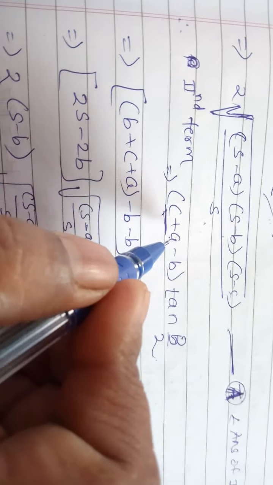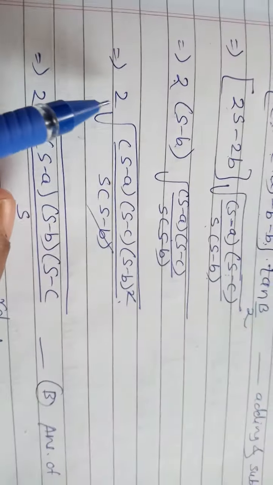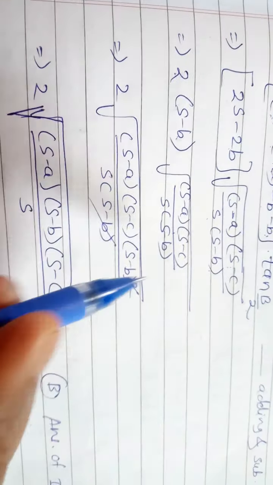Now here 2 common will come, s minus b, and this term is as it is. Now we are going to move this s minus b into the root, same steps as the first. So 2 s minus b squared goes inside, and one s minus b cancels with it. So the remaining terms are 2 into root of s minus a, s minus b and s minus c upon s. So this is the second one, that is b. This is the answer of the second term.